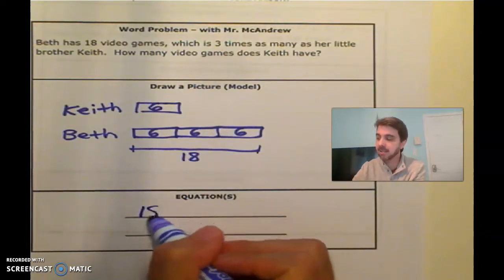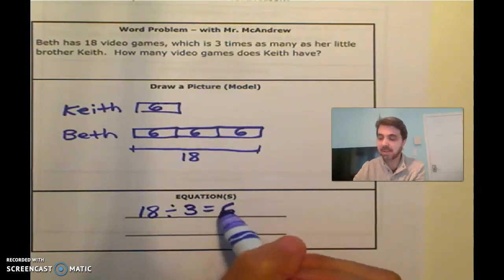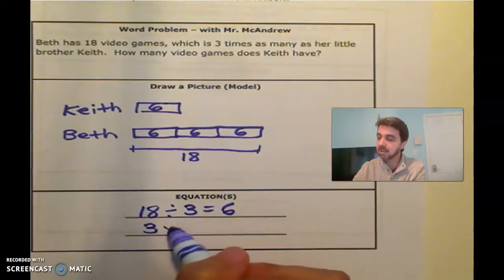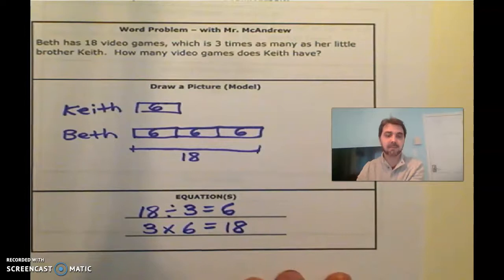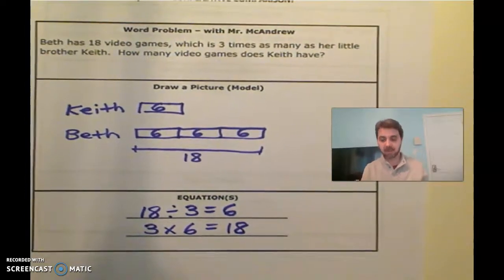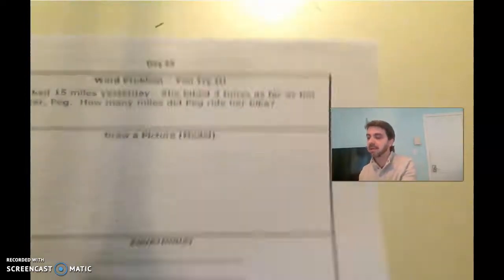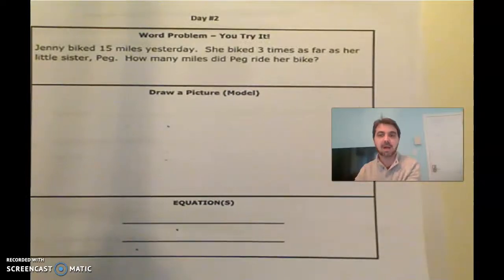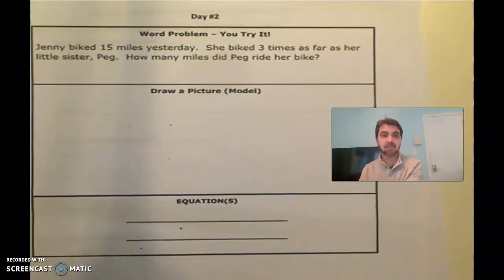We could say 18 divided by 3 equals 6, or we could say 3 times 6 equals 18. All right, so they both work. All right, so boys and girls, on the next page, there is a problem very similar to the one we just did. I would like you to try that problem on your own, okay?